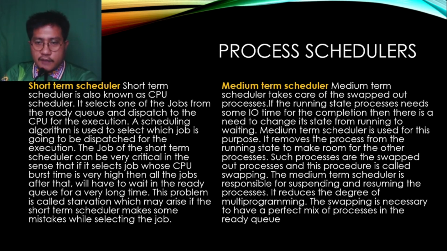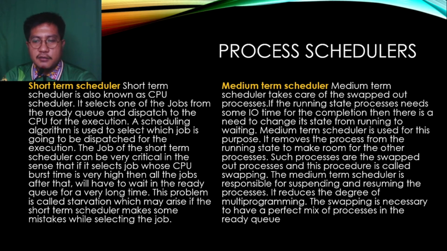And then we have this medium-term scheduler. It takes care of the swap out processes. If a running state process needs some IO time for completion, then there is a need to change its state from running to waiting. So the medium-term scheduler is used for this purpose. It removes the process from the running state to make room for other processes. Such processes are then swapped out processes, and this procedure is called swapping.